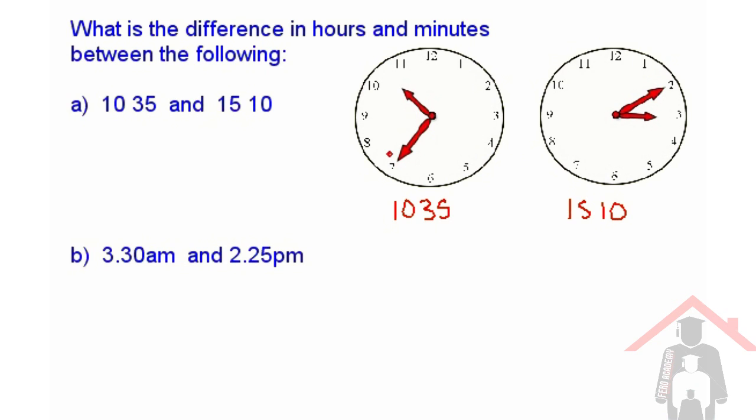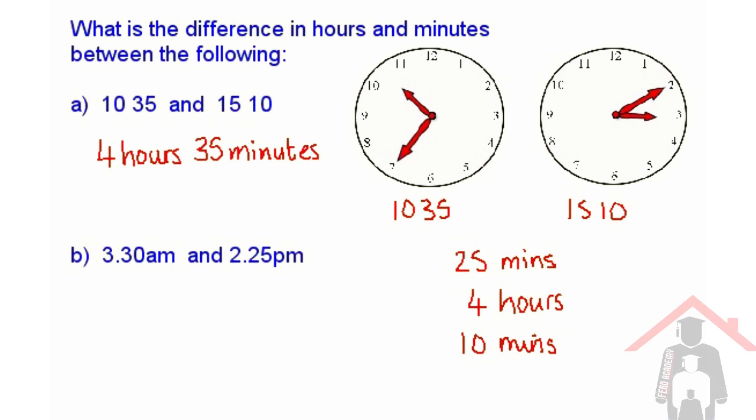From 10:35 to 11 o'clock is 25 minutes. Then from 11 o'clock to 3 o'clock is 4 hours. And from 3 o'clock to 3:10 is 10 minutes. So we have a total time of 4 hours and 35 minutes.